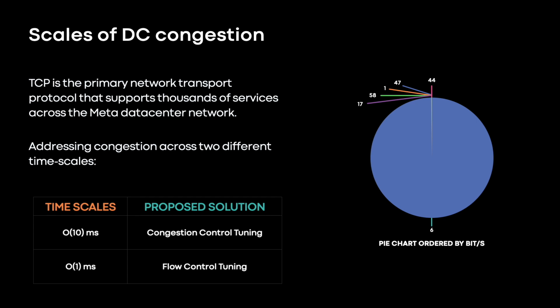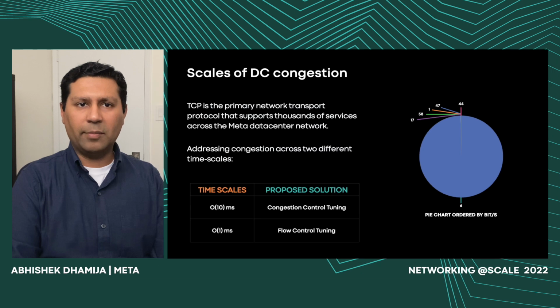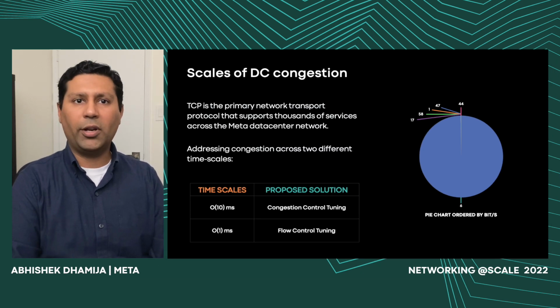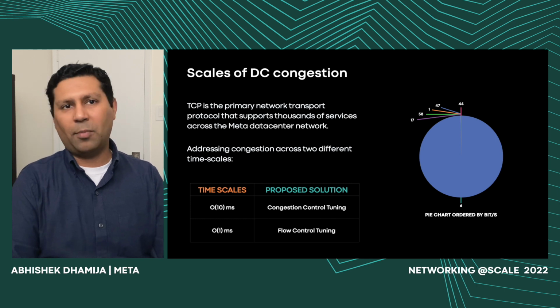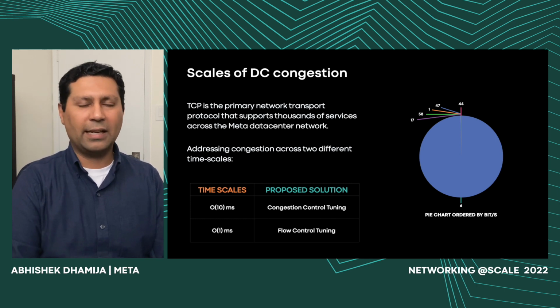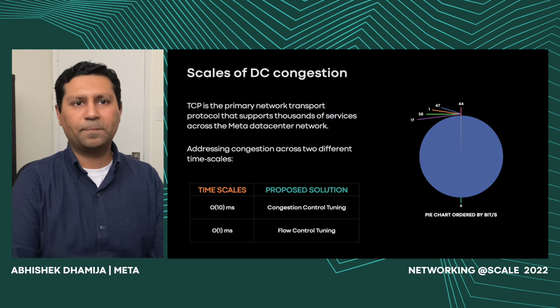In our network, we observe congestion at primarily two timescales: timescale of around tens of milliseconds and timescales of a few milliseconds. For tens of milliseconds, we are using congestion control tuning, and for a few milliseconds, we're using flow control tuning. As part of this talk, we'll see how these techniques are complementary to each other.